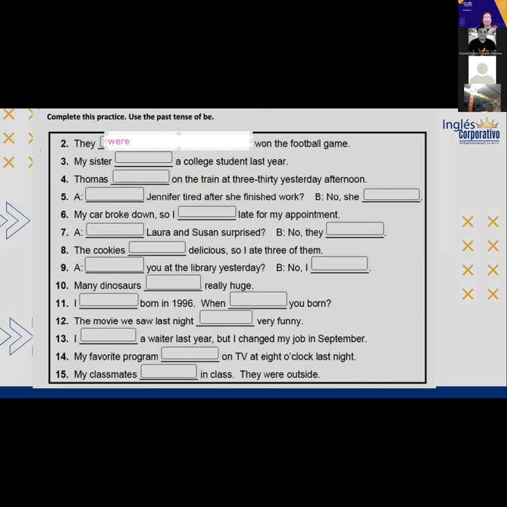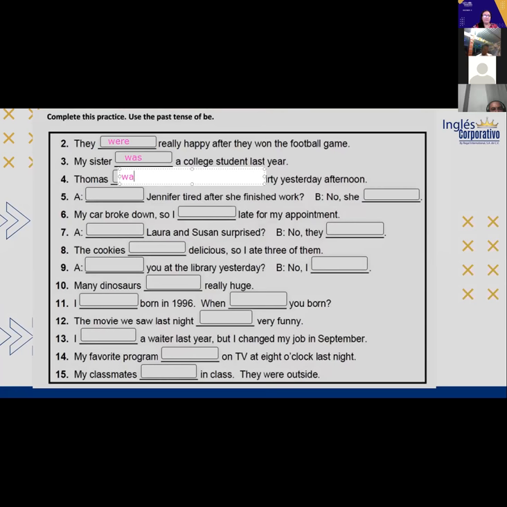They were. Okay, they were really happy after the football game. My sister was a college student last year. Thomas was on a train at 3:30 yesterday afternoon. Next. Was Jennifer tired after she finished work? No, she wasn't. Tiene energía hasta Jennifer.